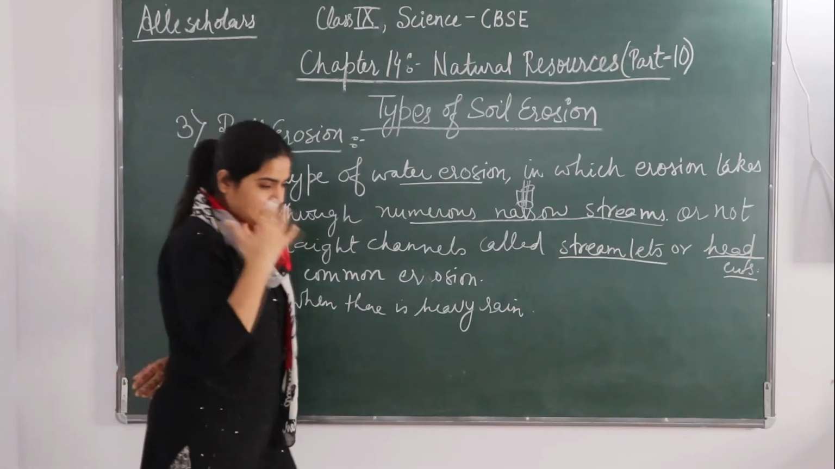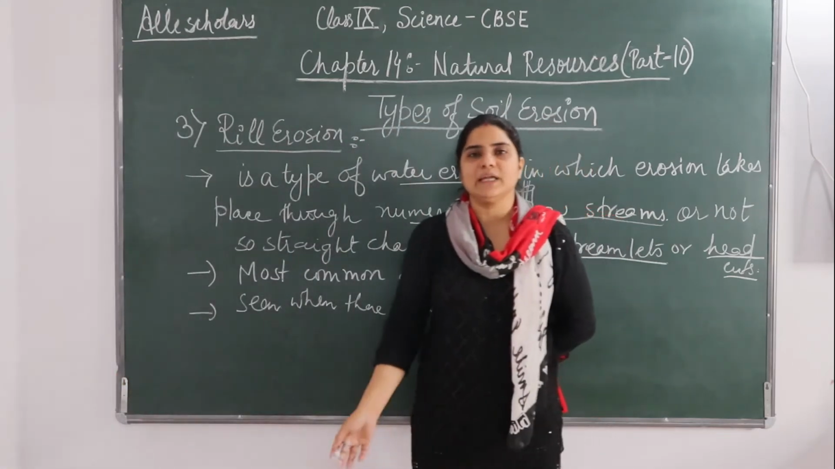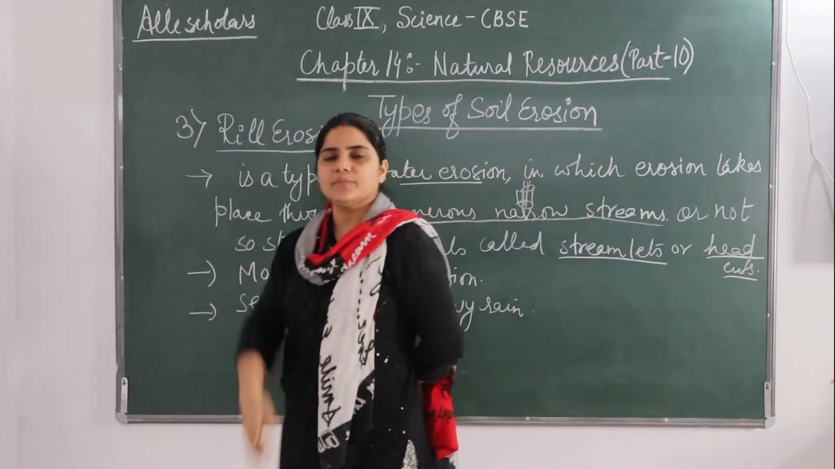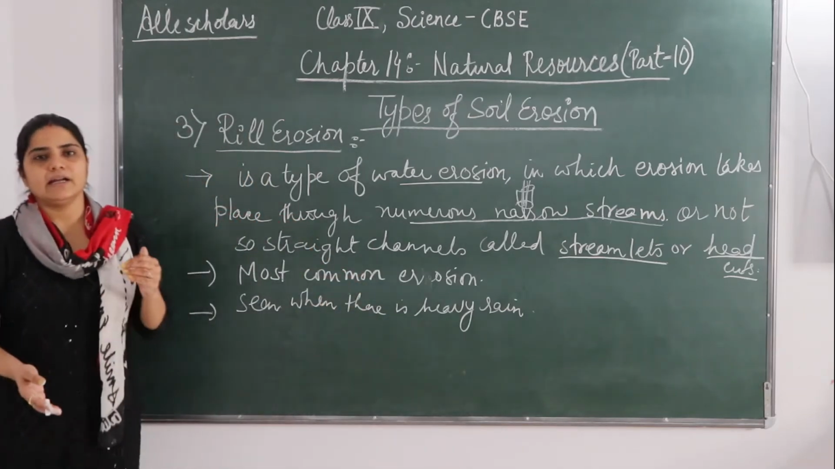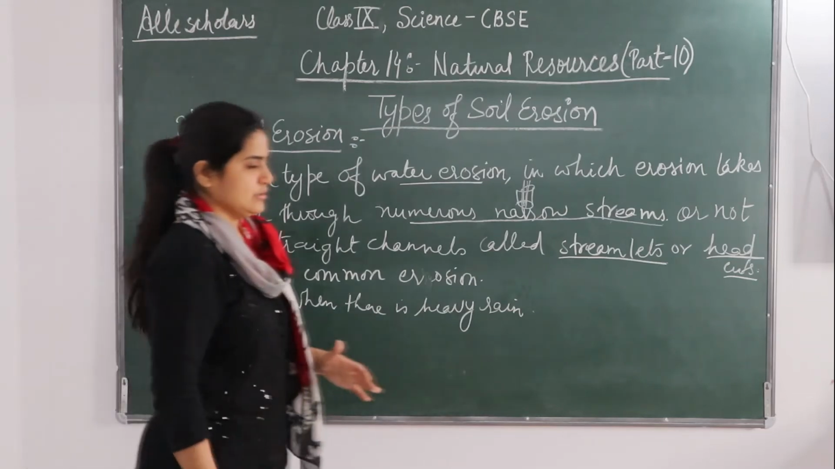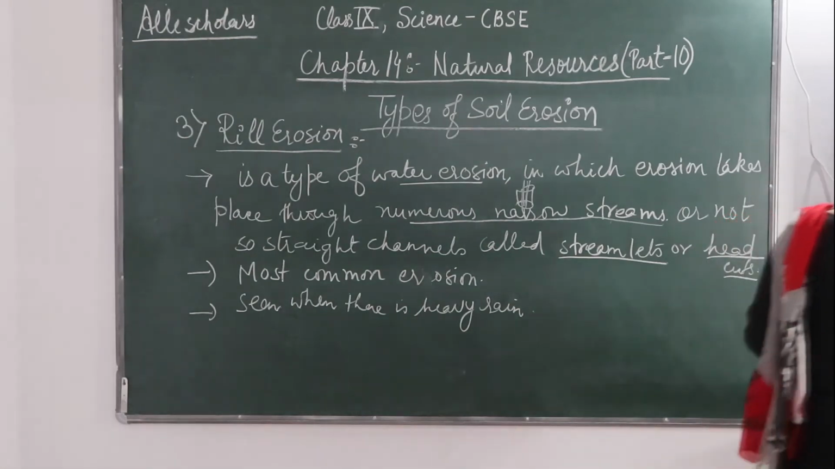You must have seen when heavy rain is there, lots of soil is being displaced. Why is that? It is going to make numerous narrow holes, and it is going to cause erosion that is called rill erosion. So the next type of erosion we are going to see is gully erosion.